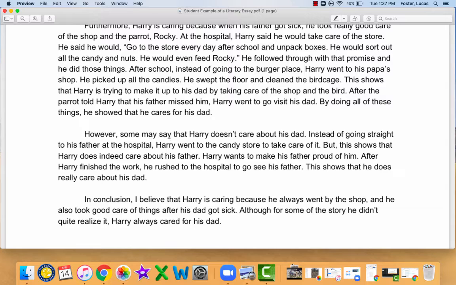So, however, some may say that Harry doesn't care about his dad. And yeah, some people may say that. I mean, Harry kind of deserted him for a few years, and he hung out with all of his friends after school. And that gets brought up here. Instead of going straight to his father at the hospital, Harry went to the candy store to take care of it. It shows that he does care. He wanted to make his father proud of him.